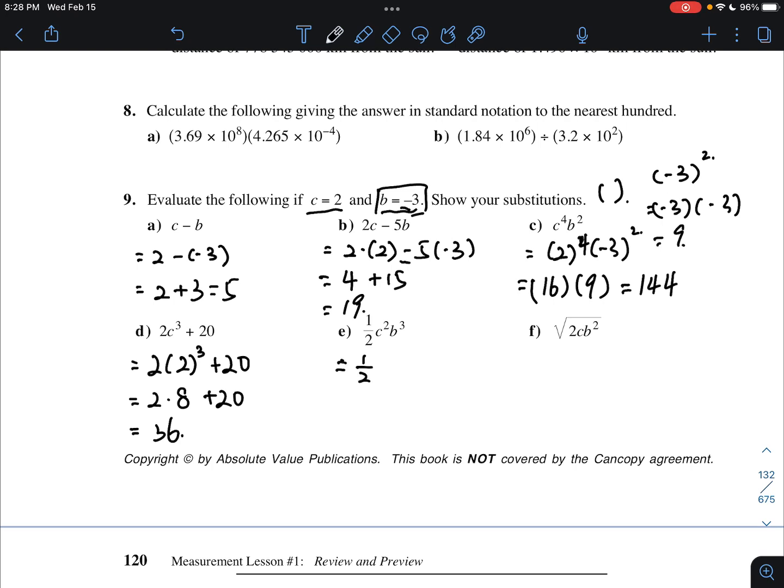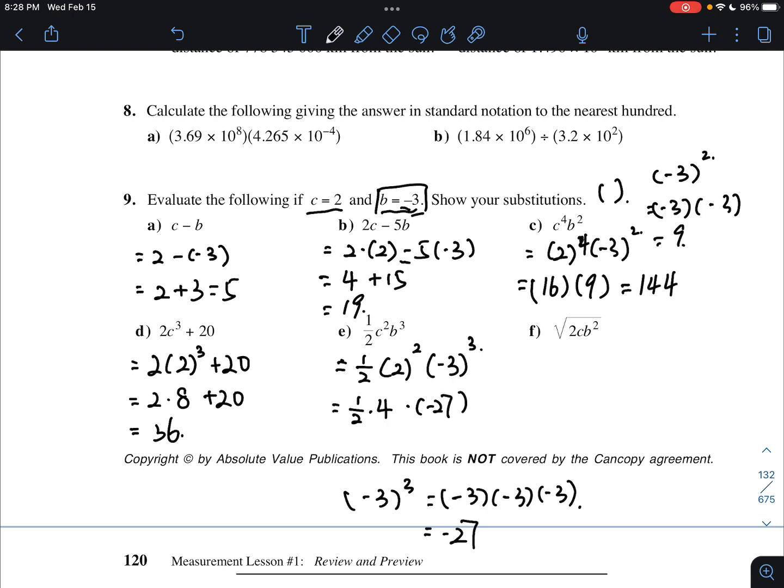So C is 2, so 2 raised to the power of 2, and then B is -3 raised to the power of 3, and 1/2, this is 4. And then -3 raised to the power of 3, this one means -3 times -3 times -3, so it's -27 times -27, so it totally cancels these two, it's -54.